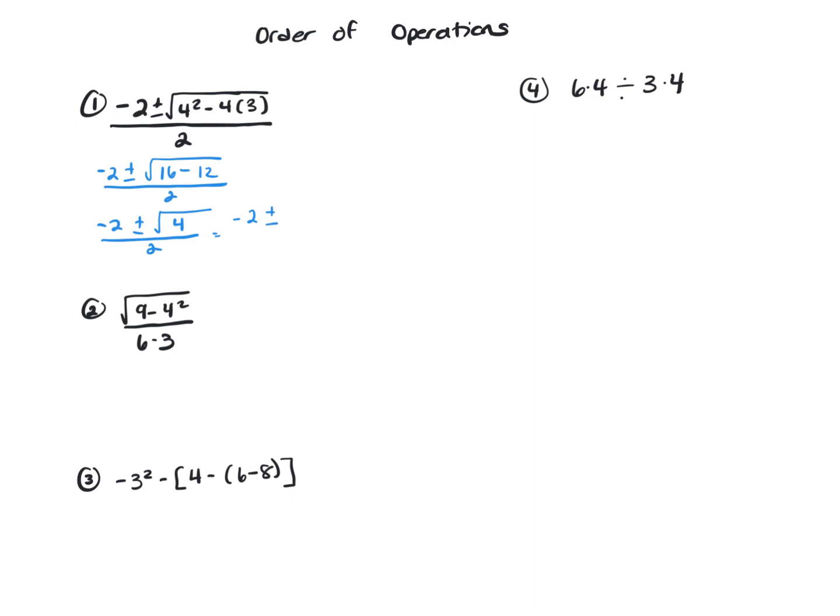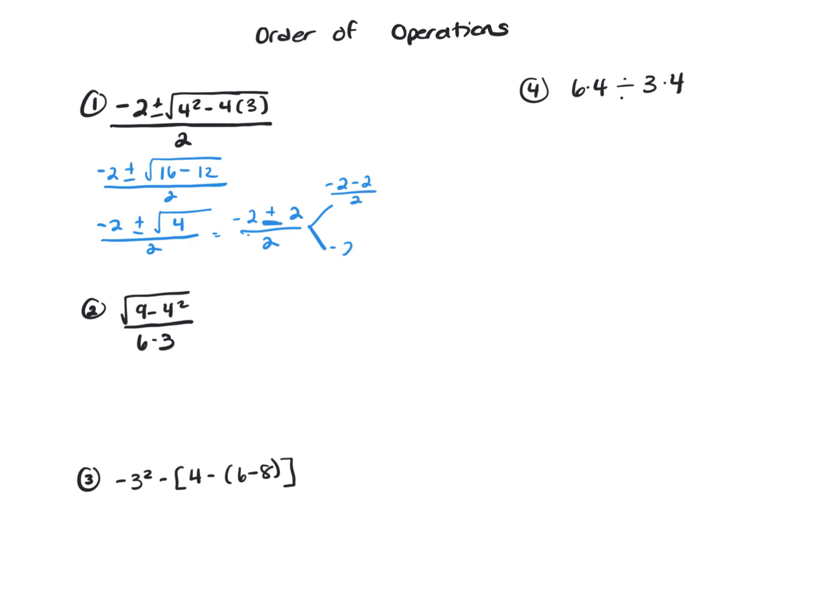What times what gives you 4? What same thing can you multiply together 2 times to get 4? And that would be 2. And bring over your 2. And this particular problem, it's got plus or minus. So you got -2 minus 2 over 2. That takes care of that minus there.